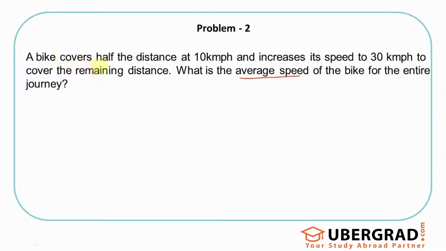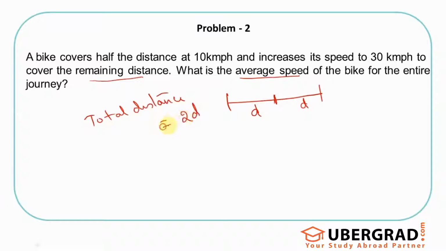A bike covers half the distance at 10 kilometers per hour and increases its speed to 30 kilometers per hour to cover the remaining distance, right? So if I have the entire journey of mine and I break it as d and d, I'm just taking a value, it's a variable. Half of it is d, so the remaining half would also be d. So the entire journey is 2d, right? So what is the total distance? d plus d, that's 2d, right?